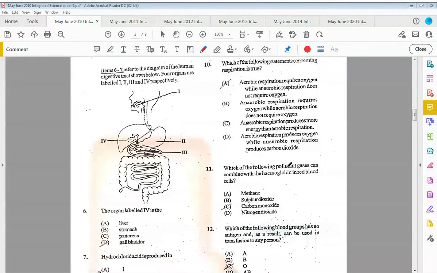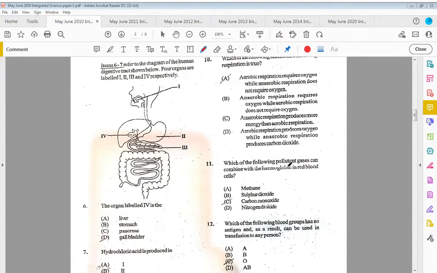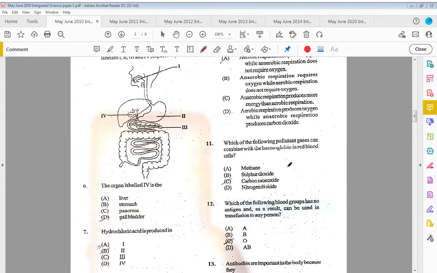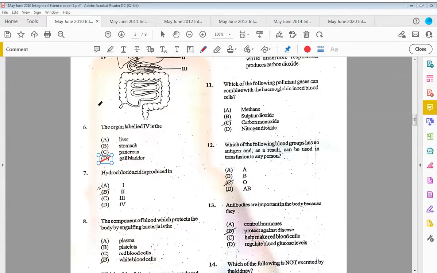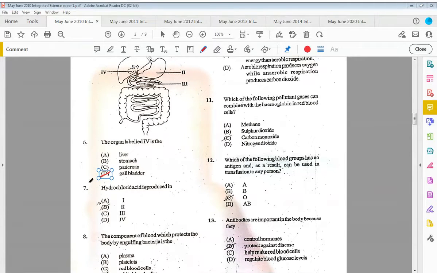So next we have item 6 to 7 refers to the diagram of the human digestive tract shown below. So four organs are labeled 1, 2, 3, and 4 respectively. So the organ labeled 4 is the D, the gallbladder. They're pointing to a circle behind the liver, right? So that is the gallbladder there, which stores the bile. 7, hydrochloric acid is produced in, the answer is 2, which is the stomach.